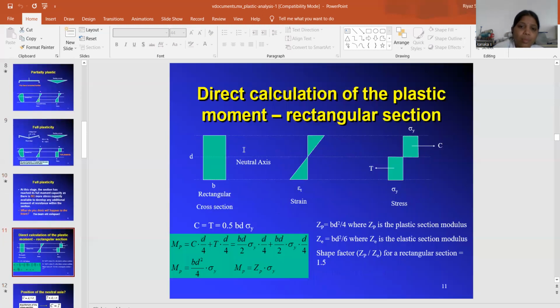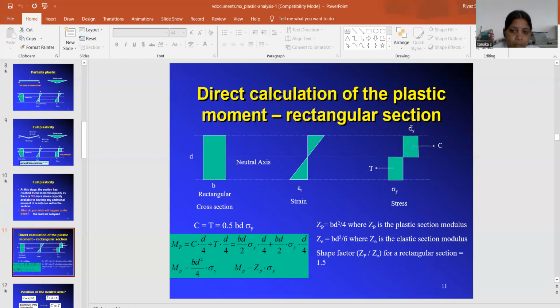Now the direct calculation of the plastic moment for a rectangular section, with breadth B and depth D. In the neutral axis of the rectangular cross section, the compression is in the top portion and the tension is in the bottom portion. This is the formation of full plasticity.